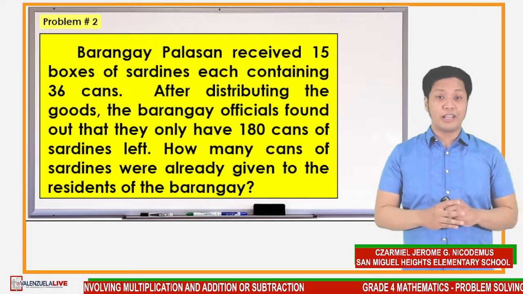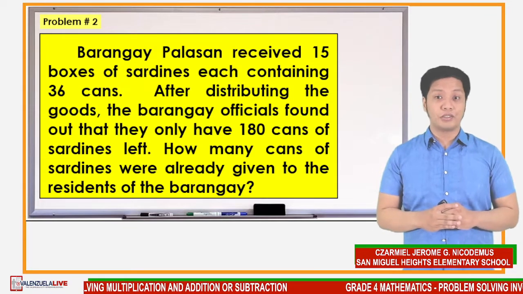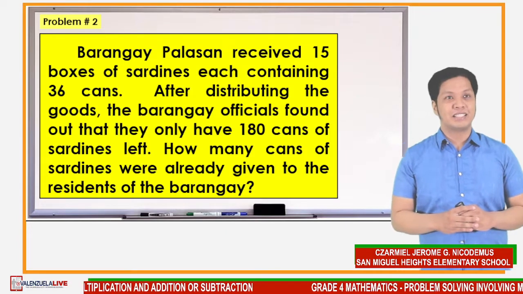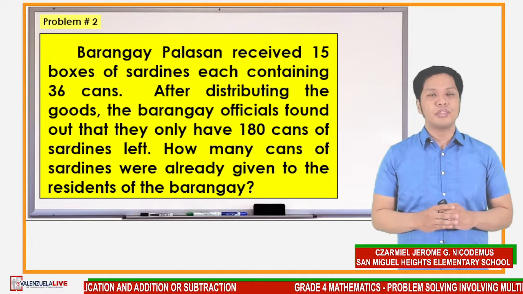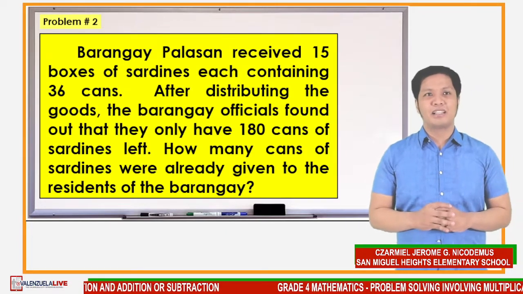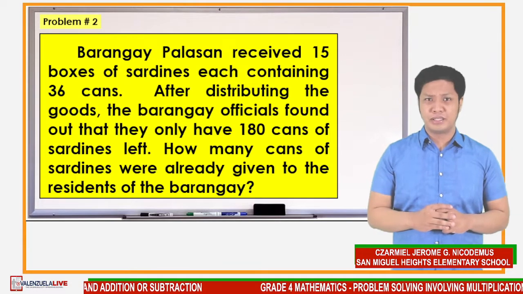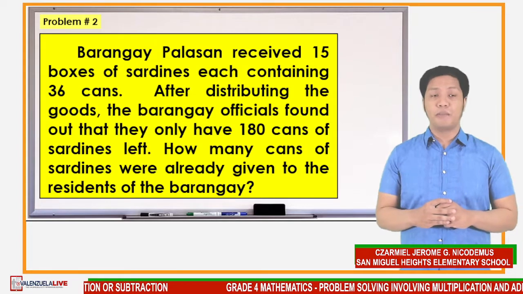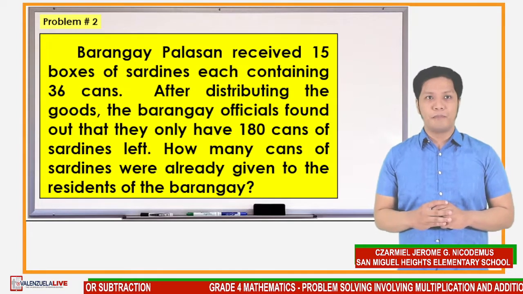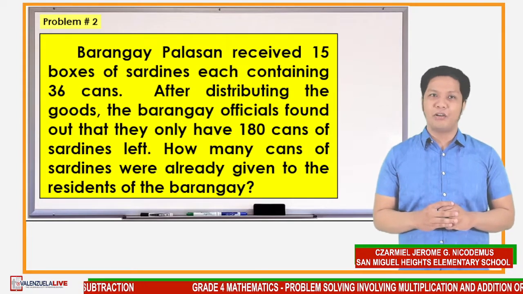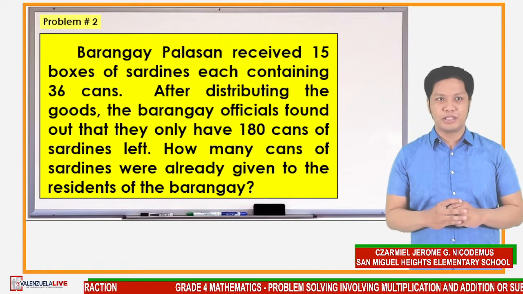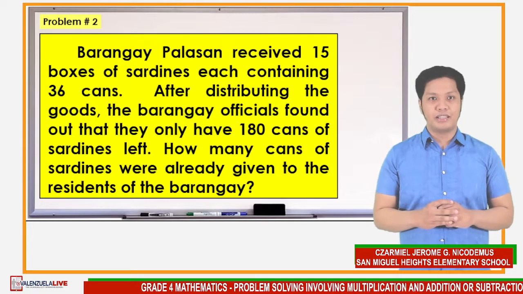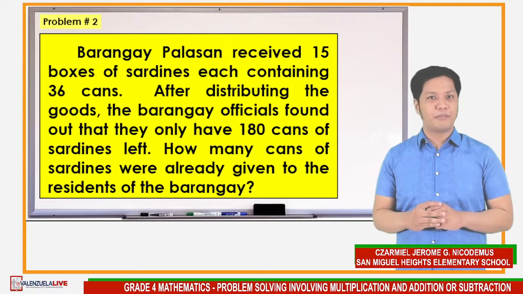Now, for our second word problem, we will try to solve a multi-step word problem. Let us read problem number 2. Barangay Palasan received 18 boxes of sardines, each containing 36 cans. After distributing the goods, the barangay official found out that they only have 180 cans of sardines left. How many cans of sardines were already given to the residents of the barangay?